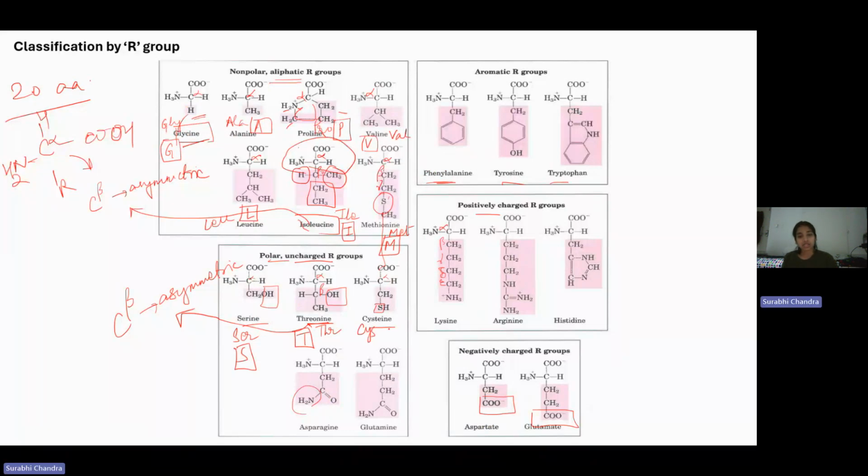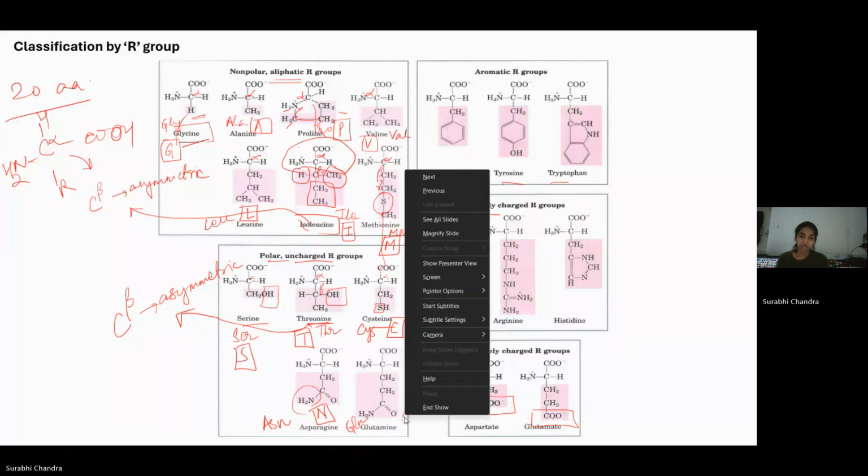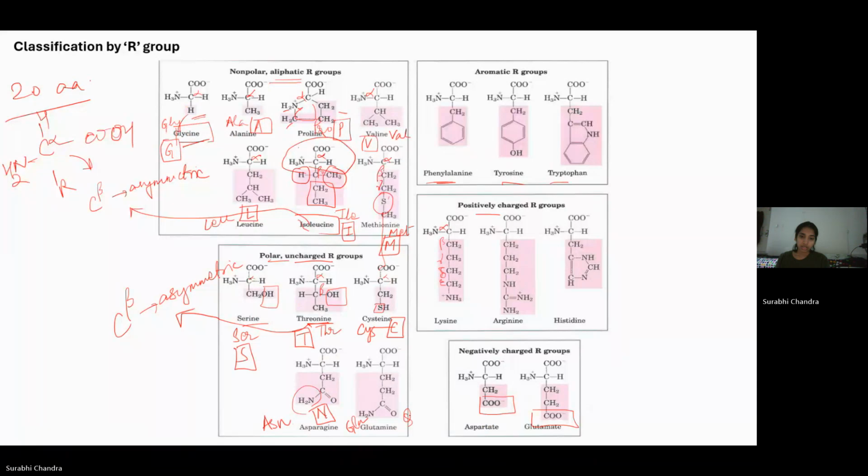Cysteine goes with CYS, one letter code C. Asparagine is ASN, and one letter code is N. Okay, these are something to be remembered. And then glutamine goes with GLN, and one letter code is Q.